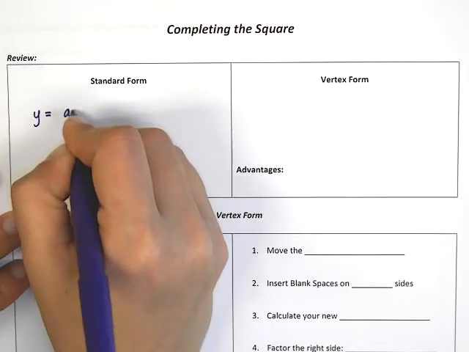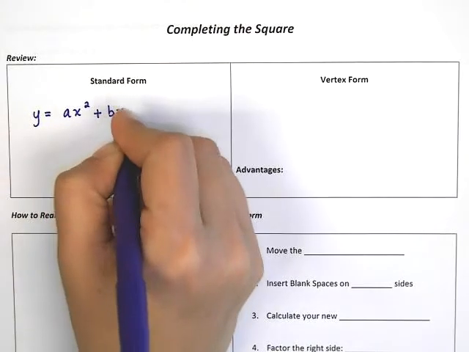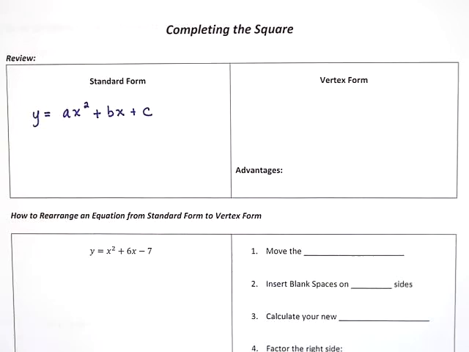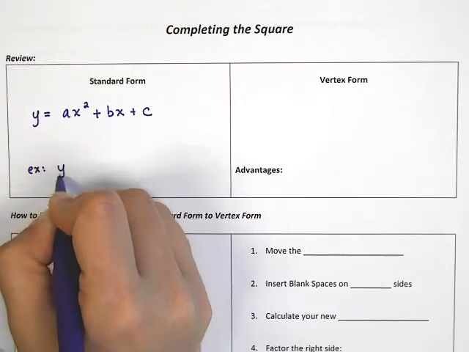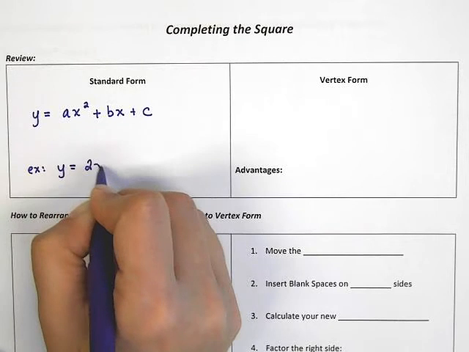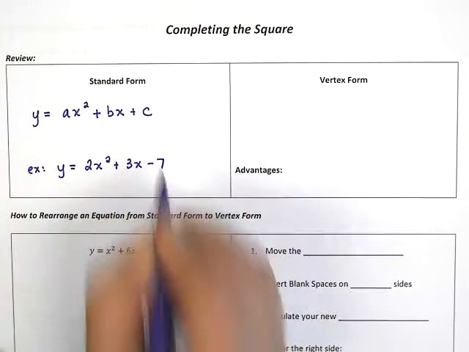Y equals ax squared plus bx plus c. Now an example of that would look like this if you had numbers filled in. Y equals 2x squared plus 3x minus 7.